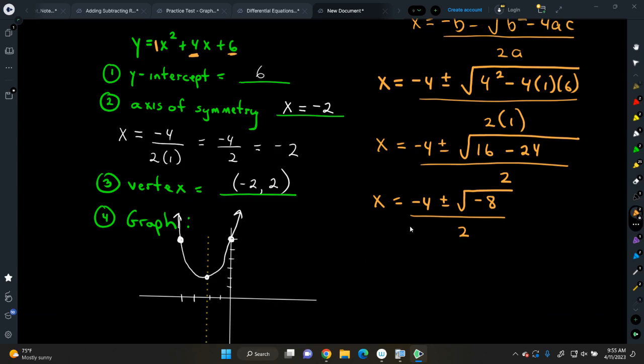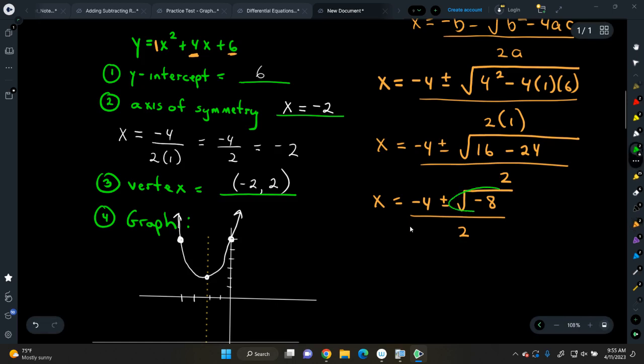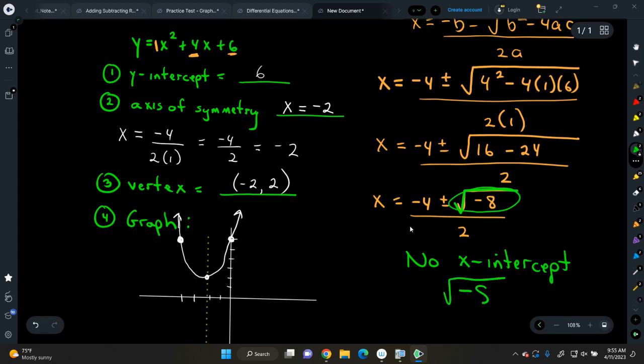Can't take the square root of a negative number. Right, this is not possible. You cannot take the square root of a negative number. As soon as I see that that is a negative number inside the square root, I know there are no solutions. There are no x-intercepts. I know that because I got the square root of a negative 8, and that is not possible.